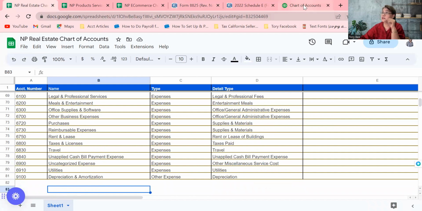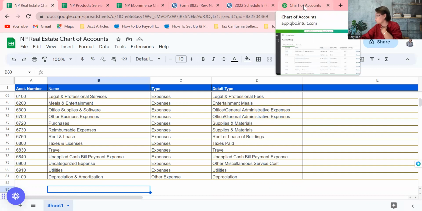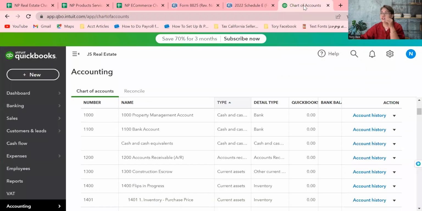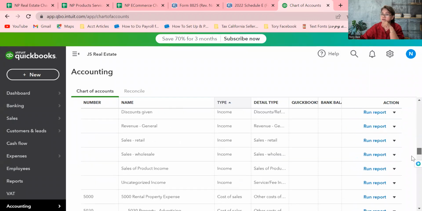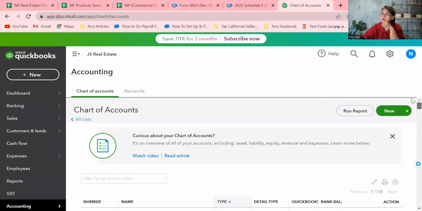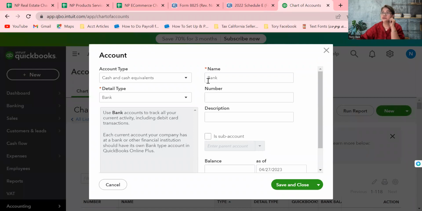Okay, let's go back to our chart of accounts. I think I need water. So this is the chart of accounts that I have partially created. Let's click new so I can show you how. This is for the newbies, huh? For the newbies, I have something to tell you.